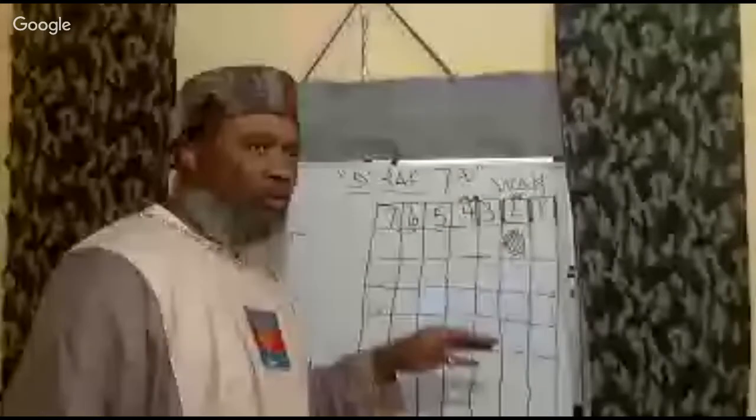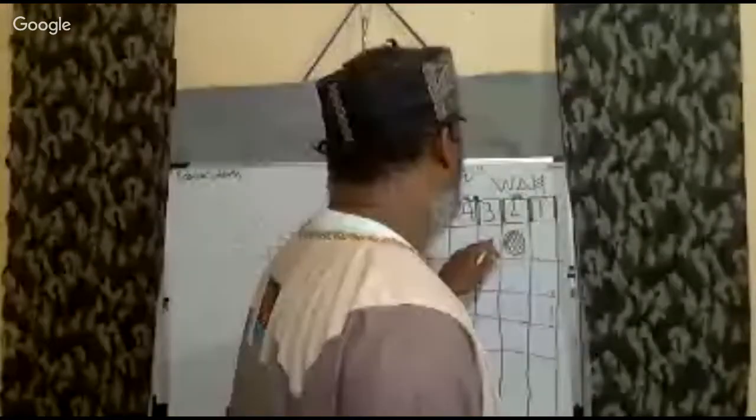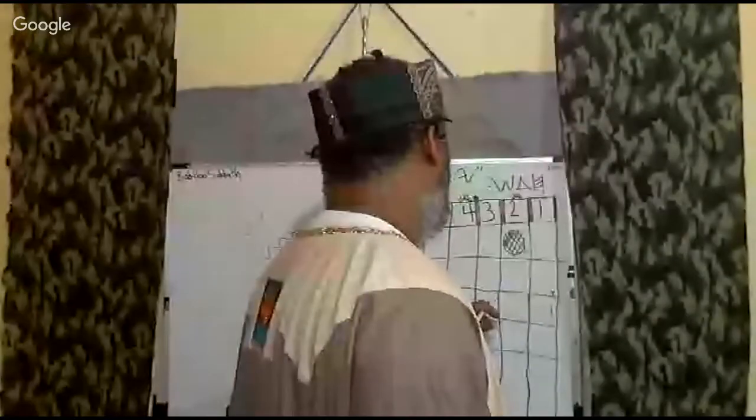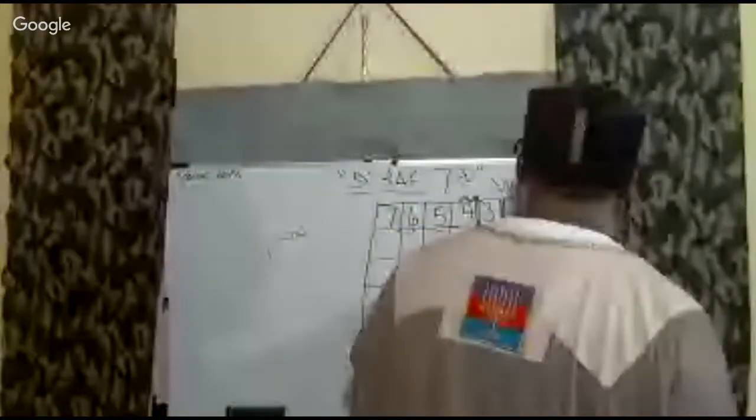So that's 1, 2, 3, 4, 5, 6, 7, 8, 9, 10, 11, 12, 13, 14, 15, 16. So on the 16th day, this is 1. 1, 2, 3, 4, 5, 6, 7, 8, 9, 10, 11, 12, 13, 14, 15, 16. So what is the date? What was that? February.